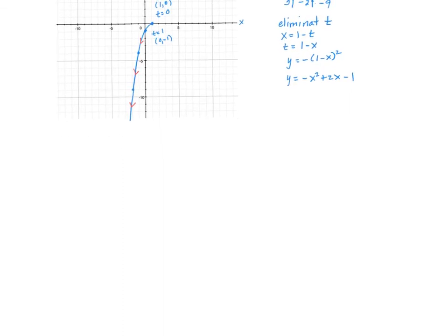Well, now that we've eliminated the parameter t, I can see the shape of this object, which is a parabola. So if I had to describe this, it would be a parabola.